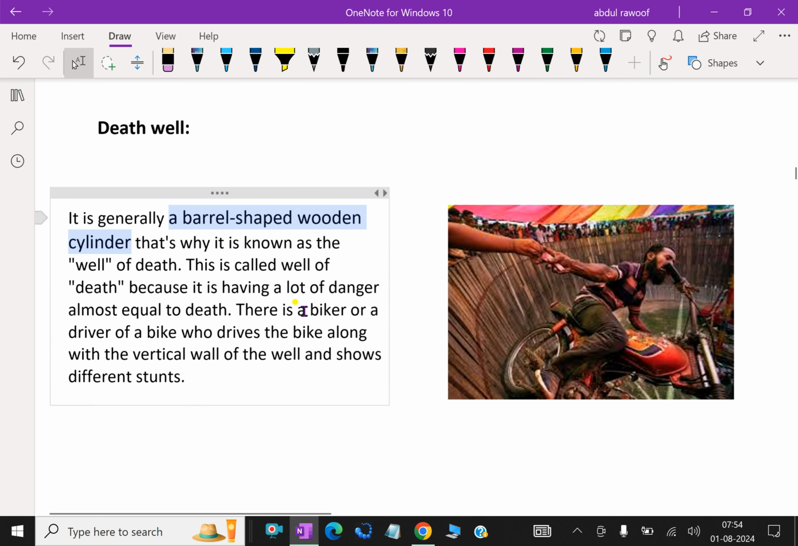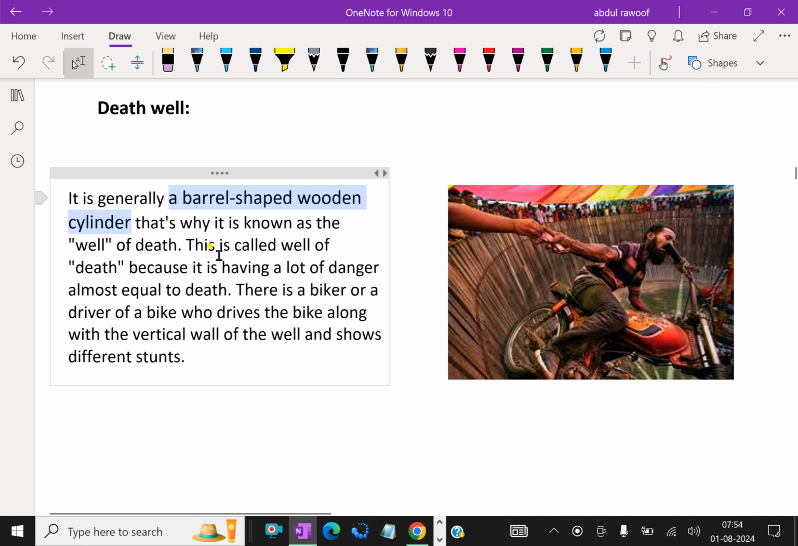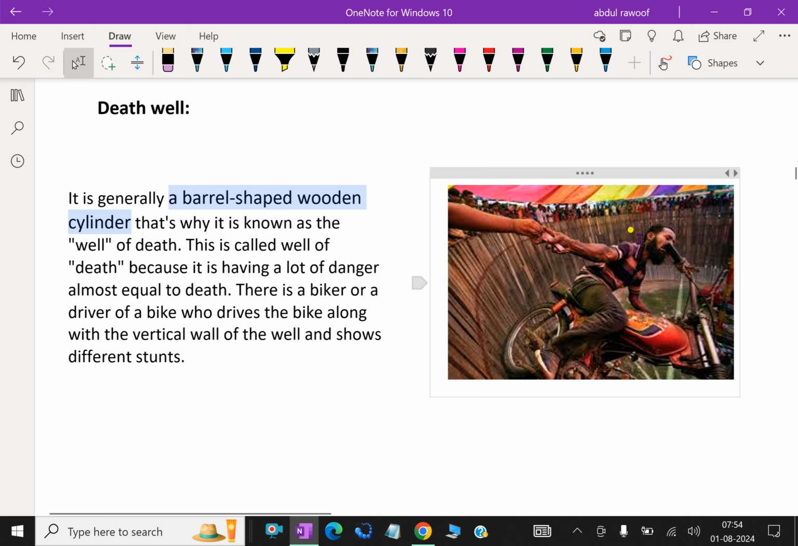Note this point. Next one, the well of death. It's generally a barrel-shaped wooden cylinder or one with cement. That's why it's known as the well of death. It is called the well of death because it has a lot of danger, almost equal to death. There is a biker or a driver of a bike or a car who drives along the vertical wall, a little slope of the well, and shows different stunts. Look at this well of death.